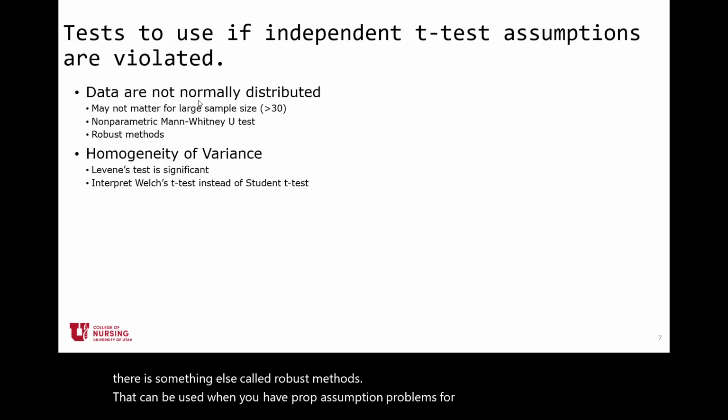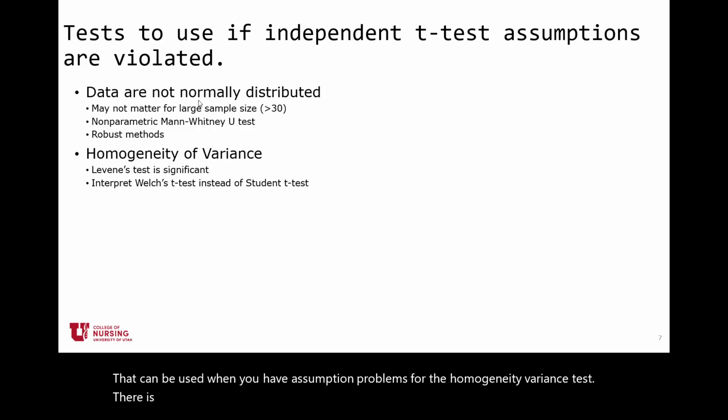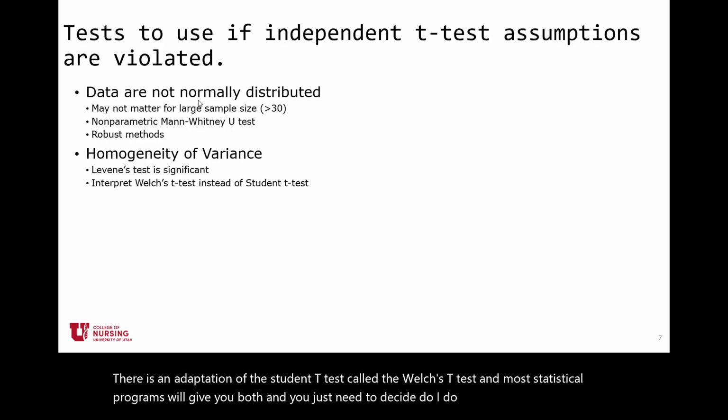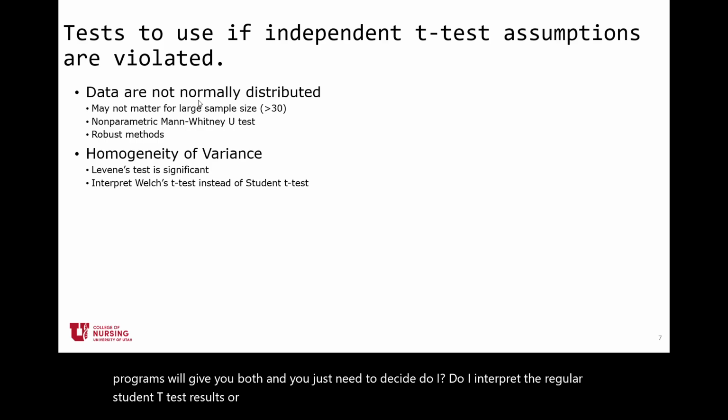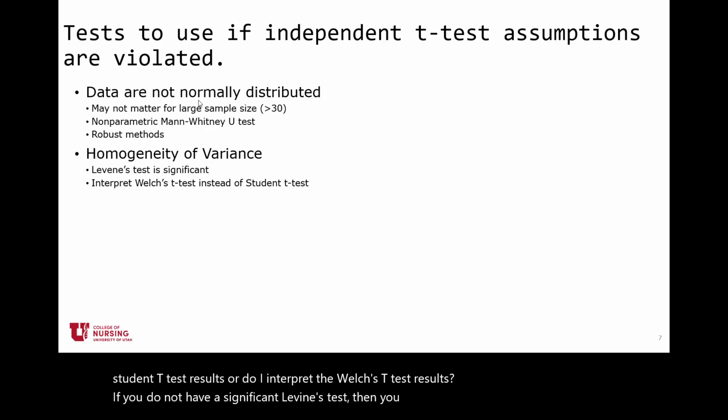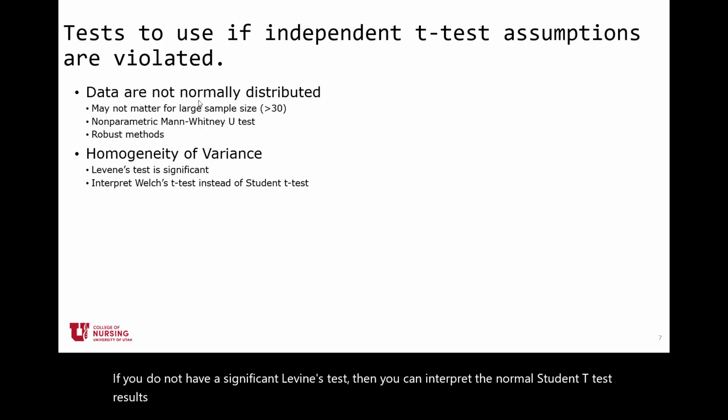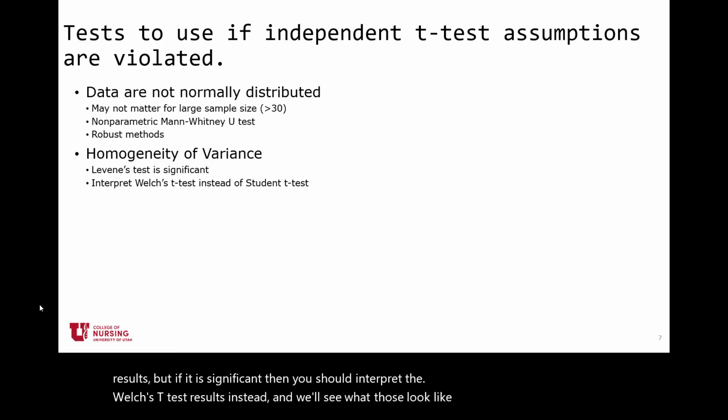For the homogeneity of variance test, there is an adaptation of the student t-test called the Welch's t-test, and most statistical programs will give you both, and you just need to decide, do I interpret the regular student t-test results, or do I interpret the Welch's t-test results? If you do not have a significant Levene's test, then you can interpret the normal student t-test results, but if it is significant, then you should interpret the Welch's t-test results instead. And we'll see what those look like when we get to the computer assignment.